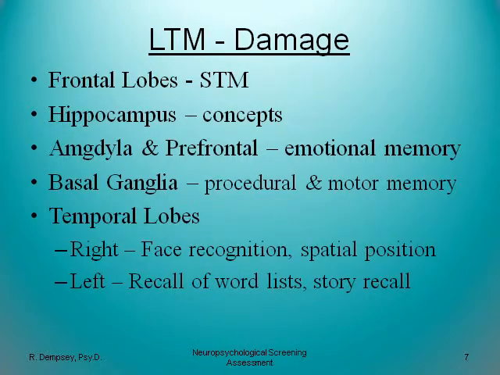With long-term memory damage, frontal lobes, of course, the first thing to go is the short-term memory, namely because of attention. The hippocampus, if that's damaged, you'll lose concepts. If the amygdala and prefrontal cortexes are damaged, you'll lose emotional memory. If the basal ganglia, of course, is damaged, perceptual or motor memory, and temporal lobes, if the right is damaged, facial recognition and spatial processes. And if the left is damaged, a recall of word lists that we just talked about, or story recall, is impaired.